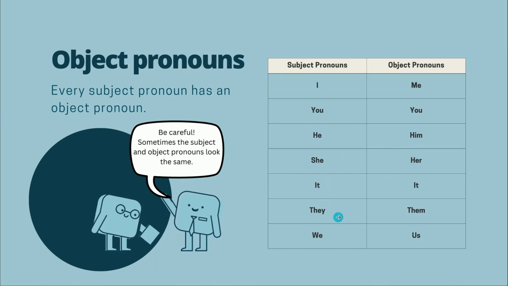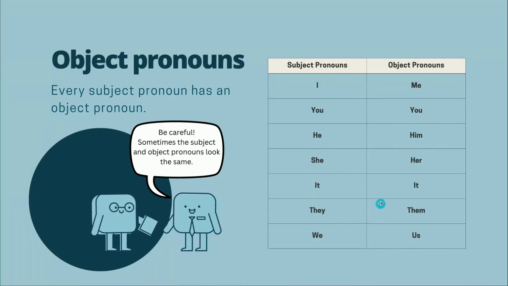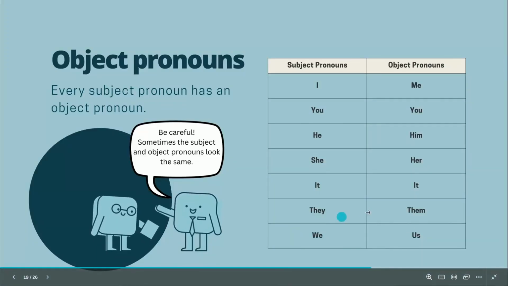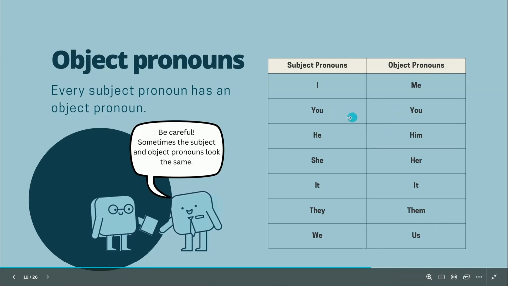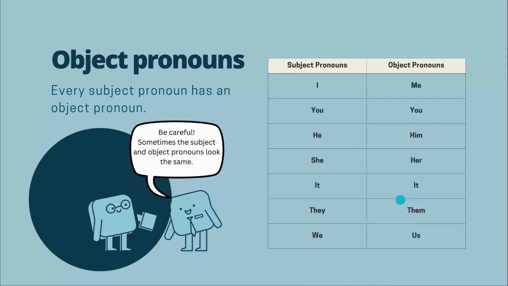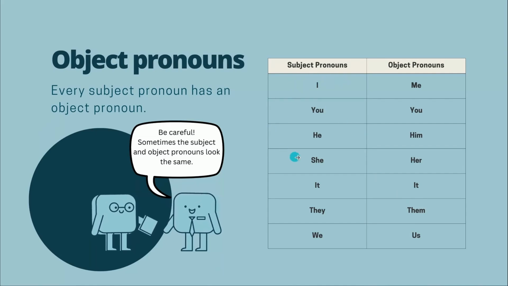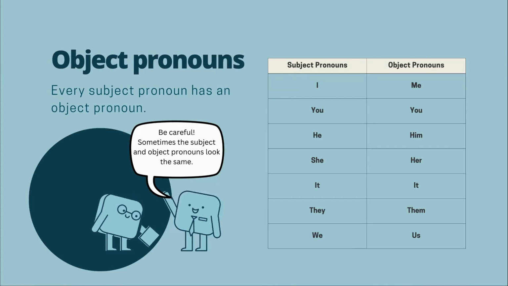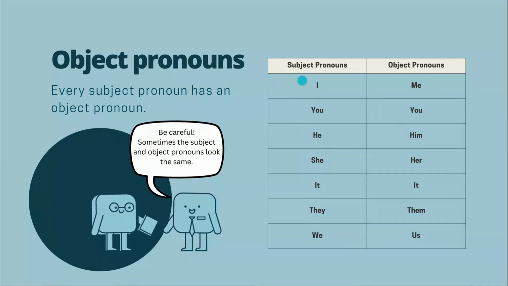Subject is they, object is them. Subject is we, and object is us. So you can see with you, they are the same, and it, they are the same. So it can be a little bit tricky. But in all the other subject pronouns, it's a little bit different. So it's best to memorize these and become really familiar with them because we use them a lot in English. And it's really important that these are used correctly, otherwise it can cause a little bit of confusion.